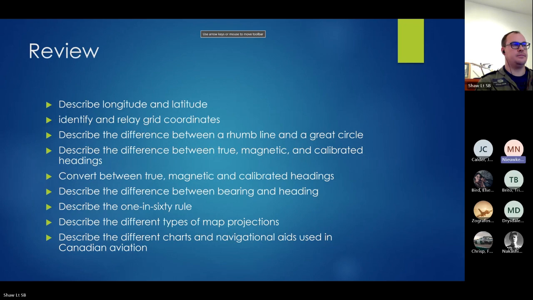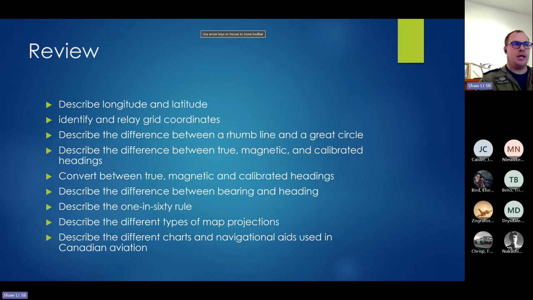The great circle is the shortest path between two points on a sphere, and the rhumb line is a path with a constant bearing. Constant heading. Yeah, you got it. Absolutely. Or constant bearing. You're right. It cuts the meridian at the same angle as you go along. So it'll kind of make a bit of a zigzag pattern. Awesome. Great. We did the exercise between true, magnetic and compass headings already. We did the conversion.